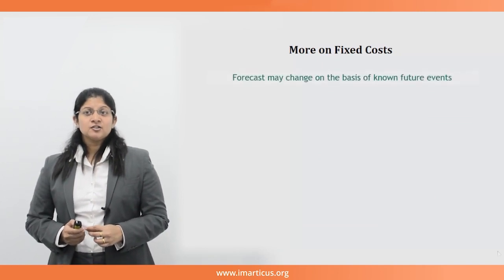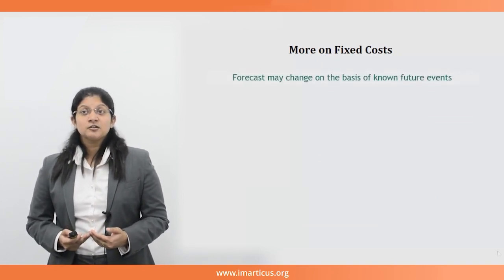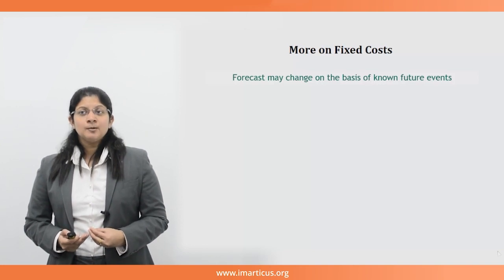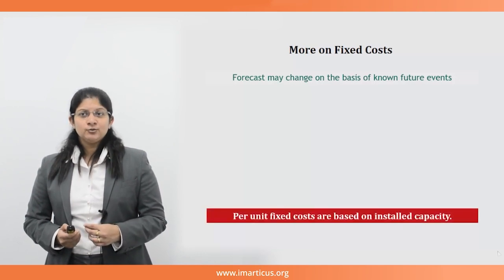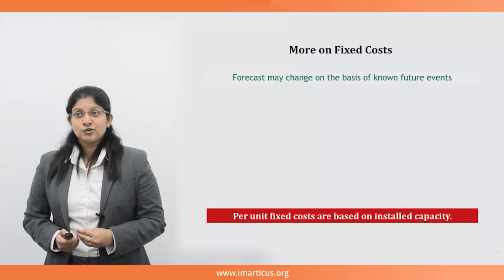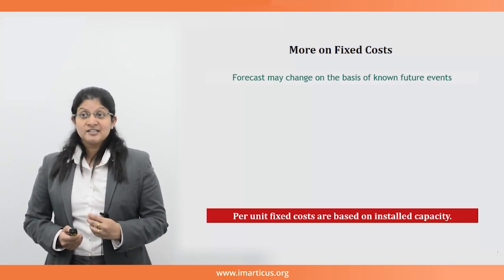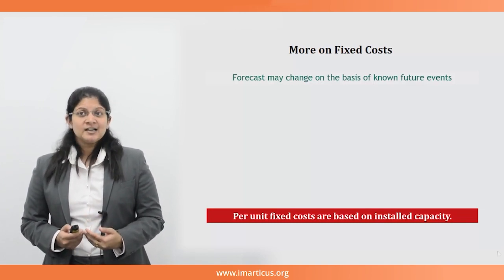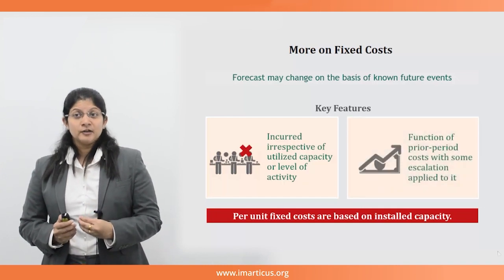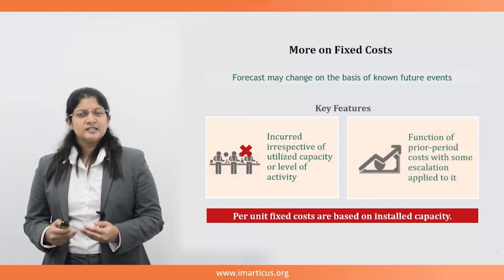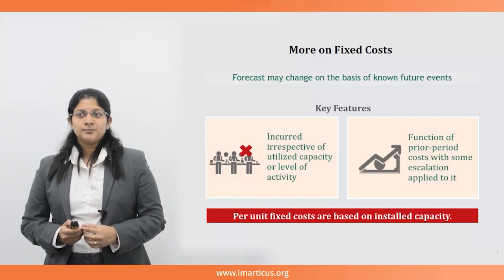Your forecast for fixed costs may change on the basis of certain known future events. Example, if new premises are to be leased on different terms. A good way to remember this is that any per unit fixed costs are based on installed capacity and not on utilized capacity, which reiterates that these costs need to be incurred irrespective of utilized capacity or level of business activity. These costs are usually a function of prior period costs with some escalation applied to it.